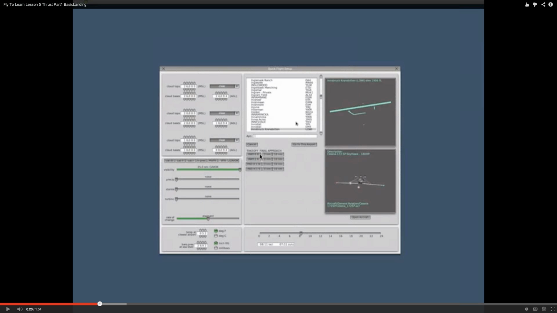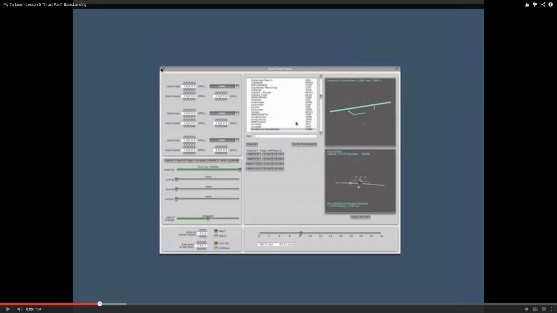RWY stands for runway. And you have runway 8. That's the one we were using to take off. Right next to it is a button that says 3NM. Click on 3NM. And this is exactly what they show you in the video. After you click on 3NM, go up to the X and click that.